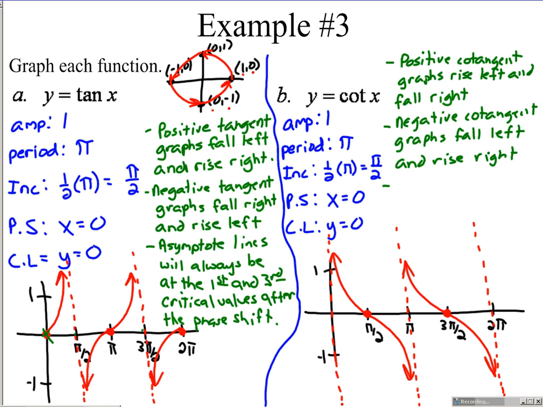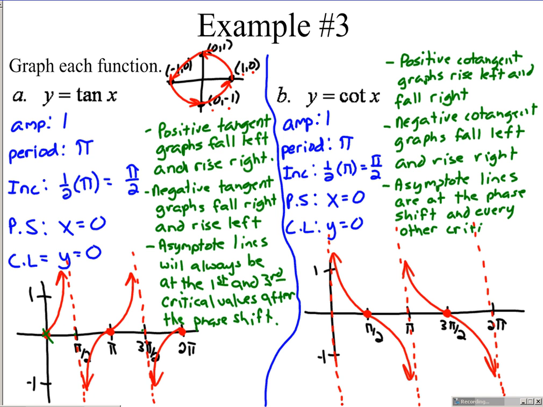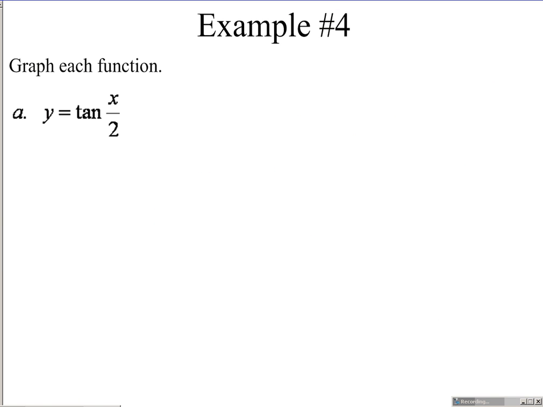And the last thing, asymptote lines are at the phase shift and every other critical point after. So those are general rules that you should know about tangent and cotangent graphs. Tangent graphs, when they're positive, fall left, rise right. Cotangent graphs, when they're positive, rise left and fall right. And when they are each negative, the shape looks like each other. So remember the difference in asymptote lines. For a tangent graph, first critical point after the phase shift. For a cotangent graph, asymptote line at the phase shift.